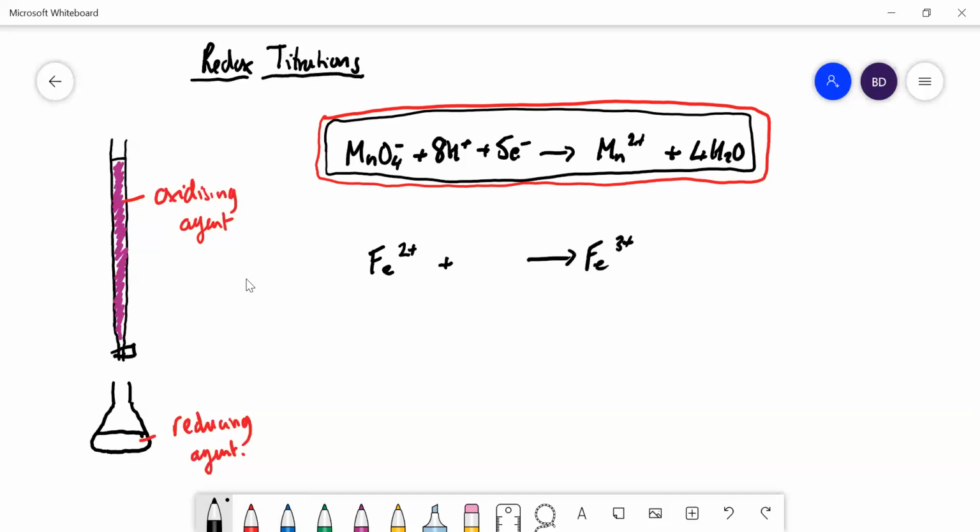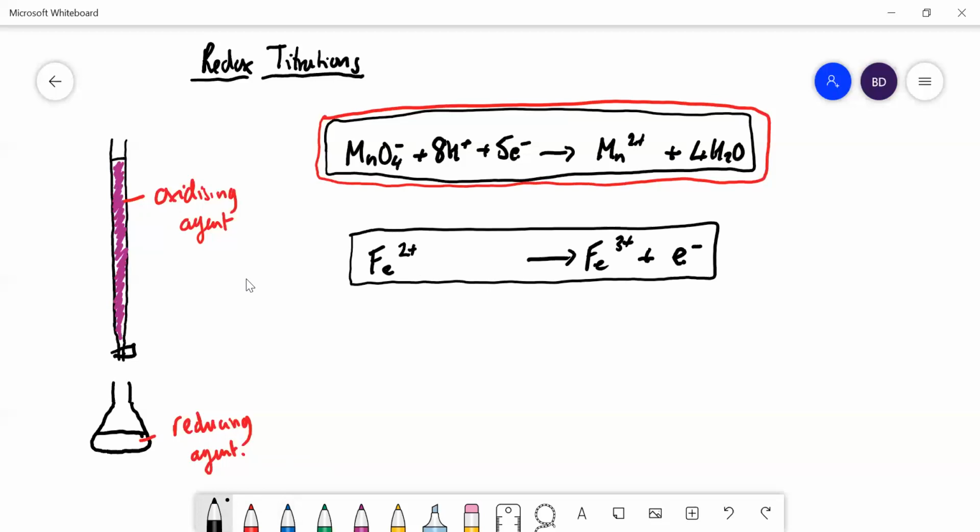We need to balance that. We're going to just put an electron in there. Sorry, electron in the wrong place. Okay, so that is one half equation. You need to know that one. Put a blue box around it for a reducing agent.